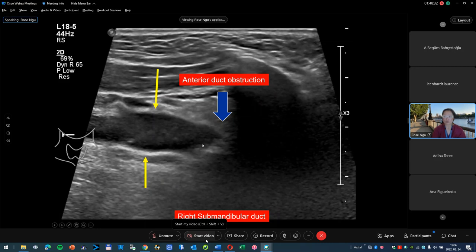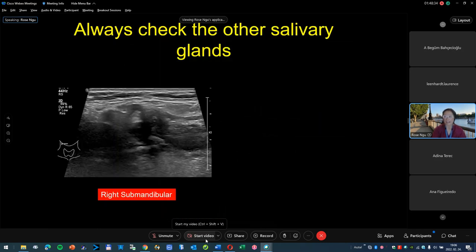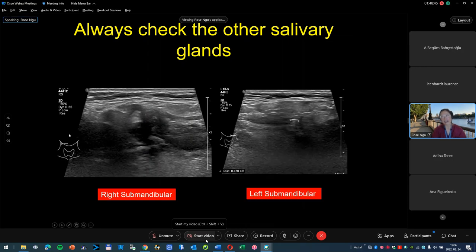What do we do to prove what we see? I'll get to that in a minute. And here, when you look at something and there's something wrong with the gland, always check the other glands. Look at them. This is the same patient. This patient had a stone on the right side. They also have a stone on the left side.